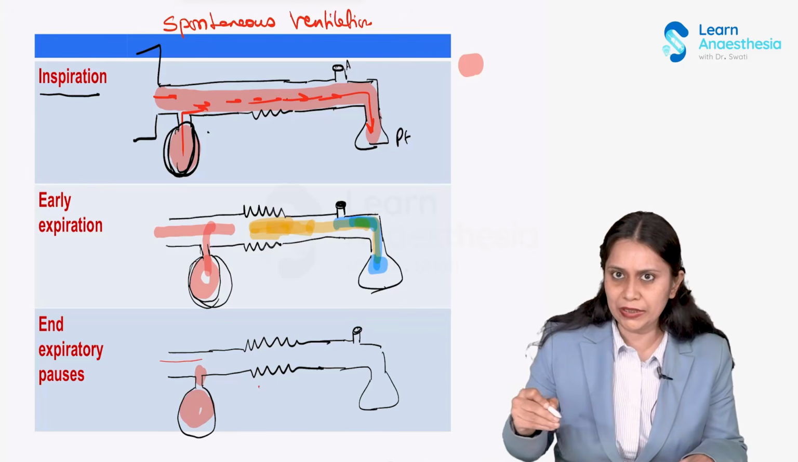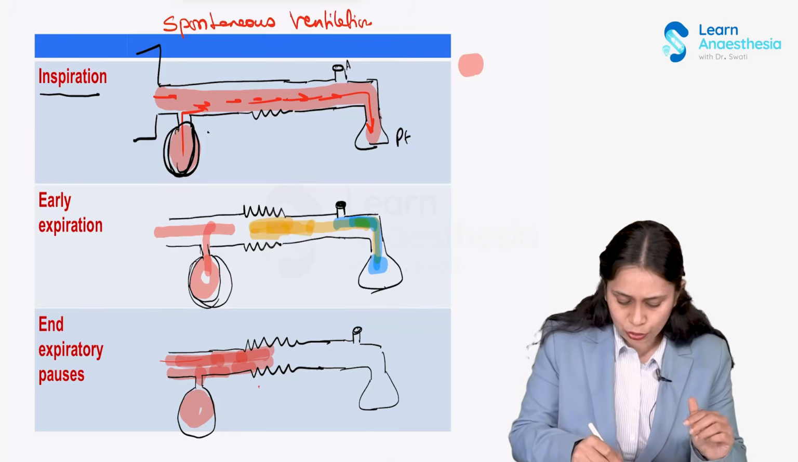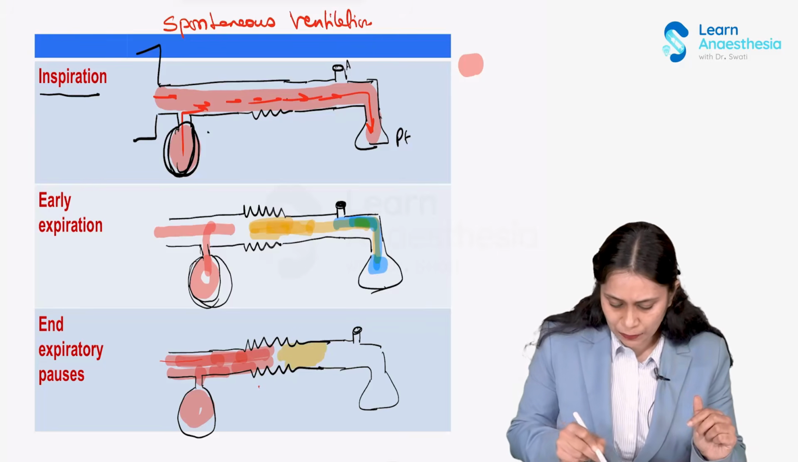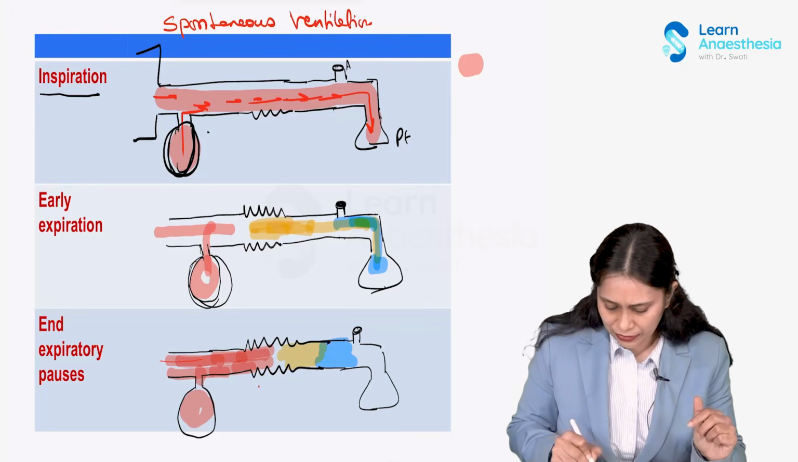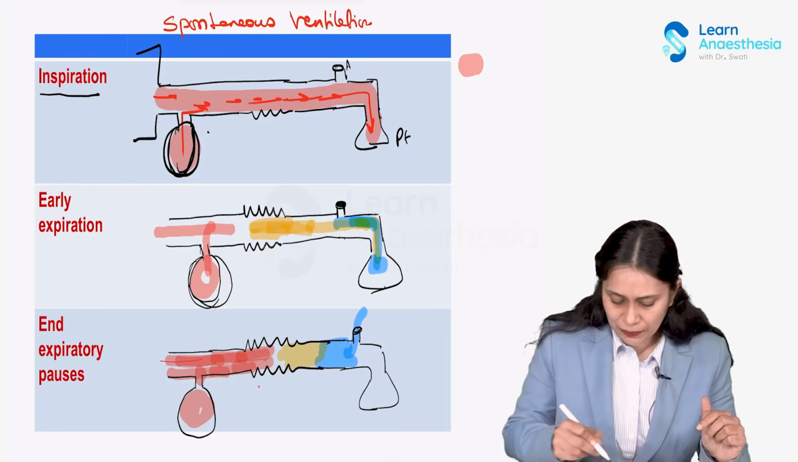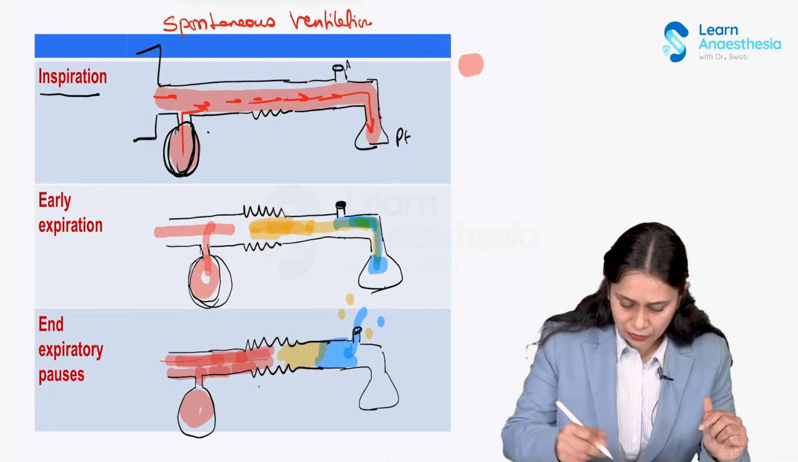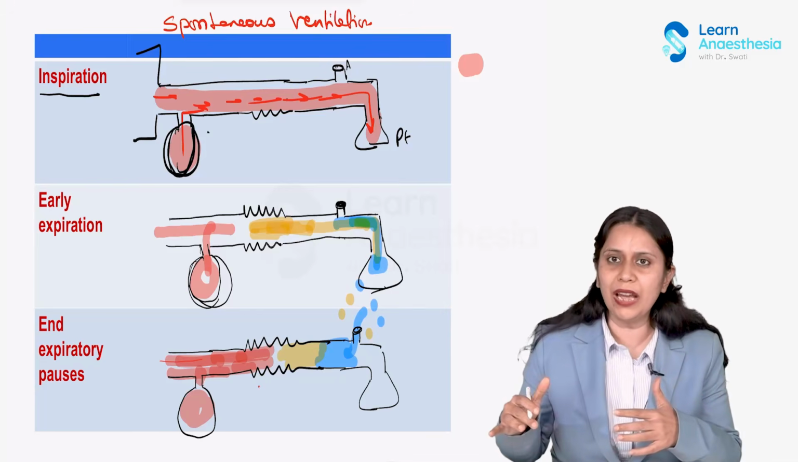A pressure is created in the circuit. Now this side is completely filled with fresh gas, right? So again the fresh gas pushes the expiratory gas, okay? Fresh gas pushes the expiratory gas and the expiratory valve opens, and the alveolar gas and some amount of dead space gas also is removed into the atmosphere.